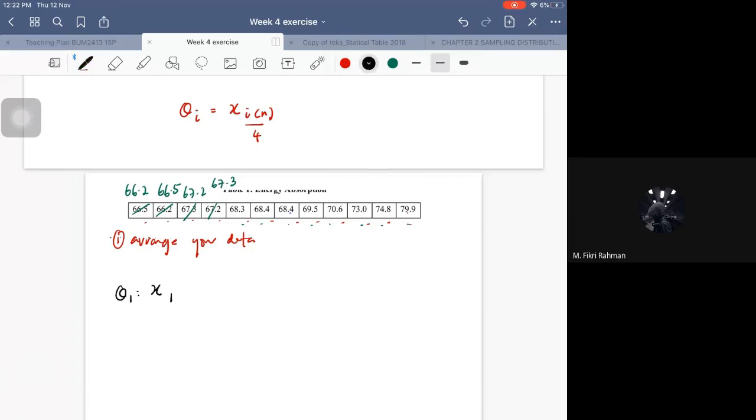Okay, so for this case, because I wanted the first quartile, my i value is equal to 1. So I'm going to have x1 times my sample size, which is 12. We calculated that earlier. Divide by 4, and we know that 12 over 4 is going to equal 3. If you have seen the notes or the video, x3 is actually the position. So our data is going to be at position number 3.